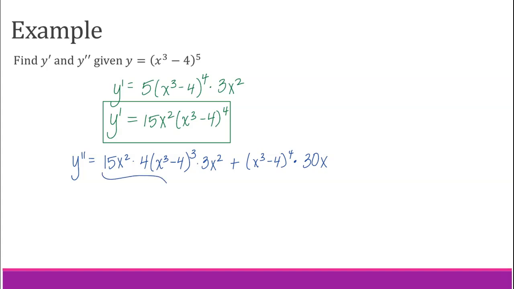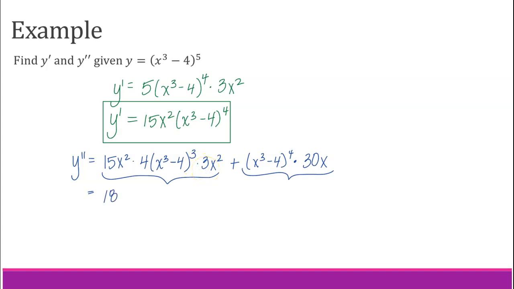Let's remember that this is two terms. Terms are separated by addition or subtraction. And what we can do on this one is simplify each term first to help us out. So let's multiply all of the numbers involved in this first term. So 15 times 4 is 60. 60 times 3 is 180.